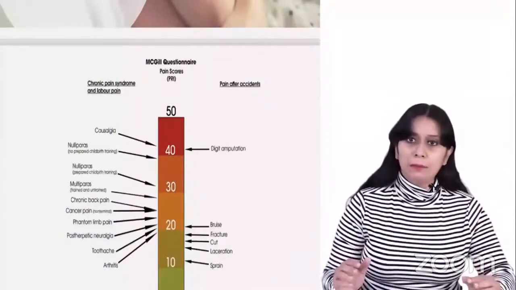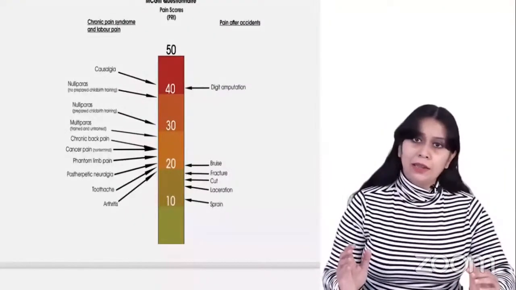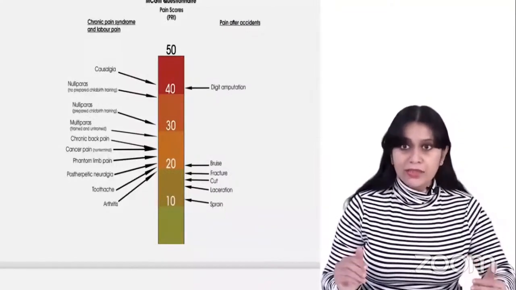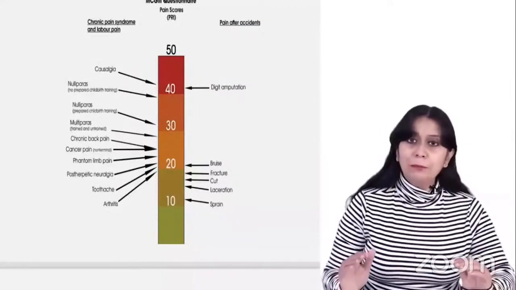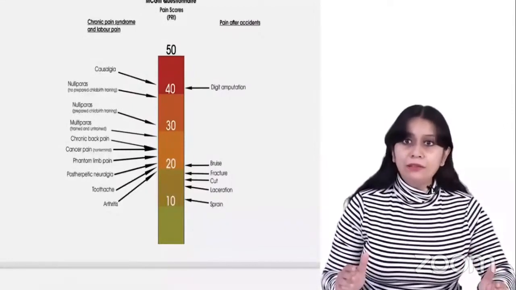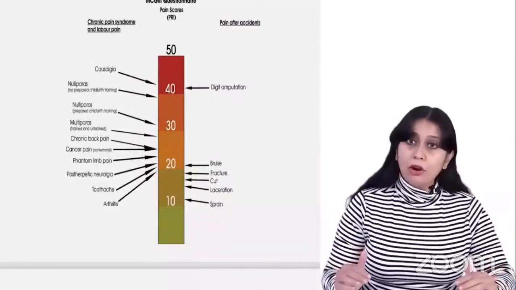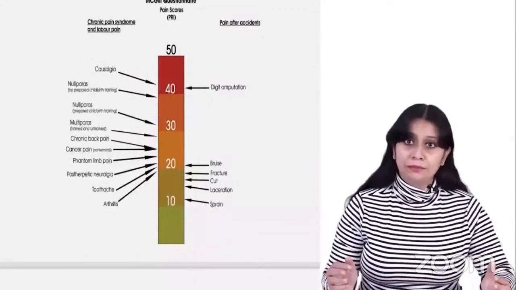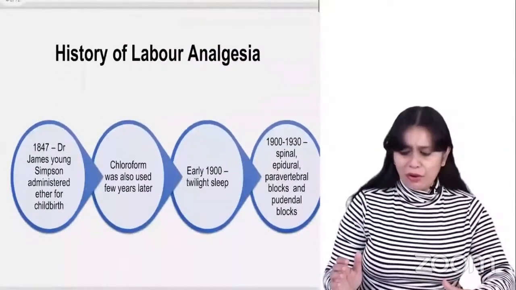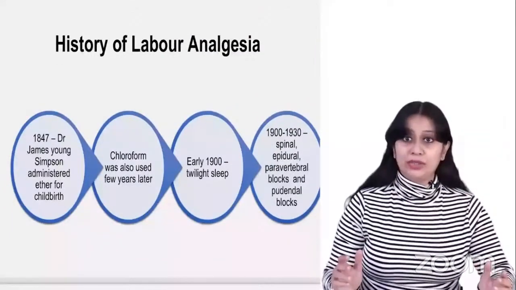But a landmark study published by Melzack and colleagues quantified labor pain on the basis of the McGill questionnaire, and what was published was that the pain rating index of labor pain was 10 to 20 points above the pain due to amputation, the pain felt due to phantom limb, or even more than cancer pain. So you can understand the intensity of labor pain. That is why the quest for proper labor analgesia has been there from ages.